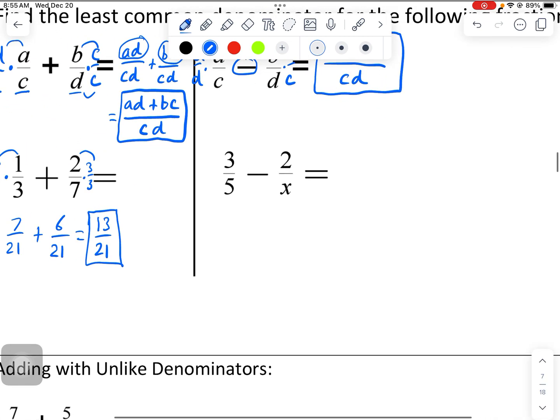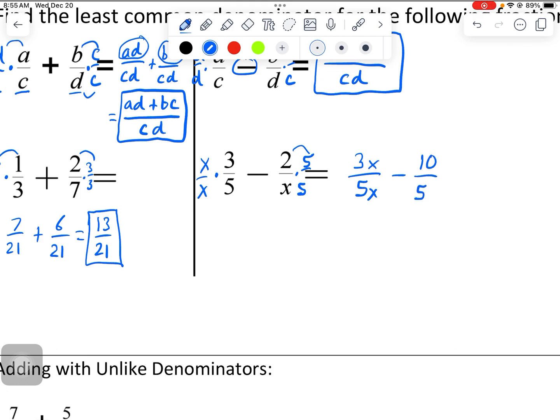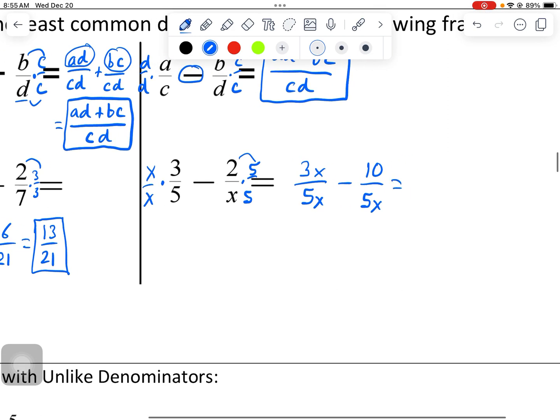And then you're going to run into problems like this, where you have a variable on the bottom and a number in the other fraction. So again, just look for the pieces that you're missing. So this one is missing an x, so I'm going to multiply by x over x. This one's missing a 5, so I'm going to multiply by 5 over 5. This first fraction becomes 3x over 5x, minus 2 times 5 is 10 over 5x, and then we're just going to combine them since we do have a common denominator now. So it's 3x minus 10 over 5x.